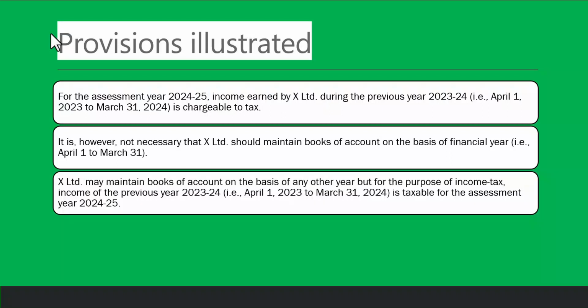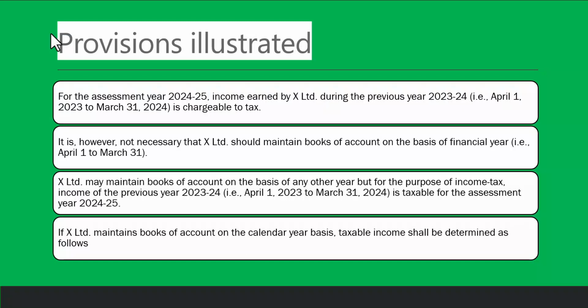X Limited may maintain books of account on the basis of any other year, but for the purpose of income tax, income of the previous year 23-24, that is April 1, 23 to March 31, 24, is taxable for the assessment year 24-25. So for tax purposes, he has to pay tax from 1st April 2023 to 31st of March 2024. That means for tax purposes, his previous year will be considered as a financial year. He may adopt a calendar year, okay? But for tax purposes, the year will be treated as beginning from 1st April 2023 and ending on March 2024. So we understand this in an example.